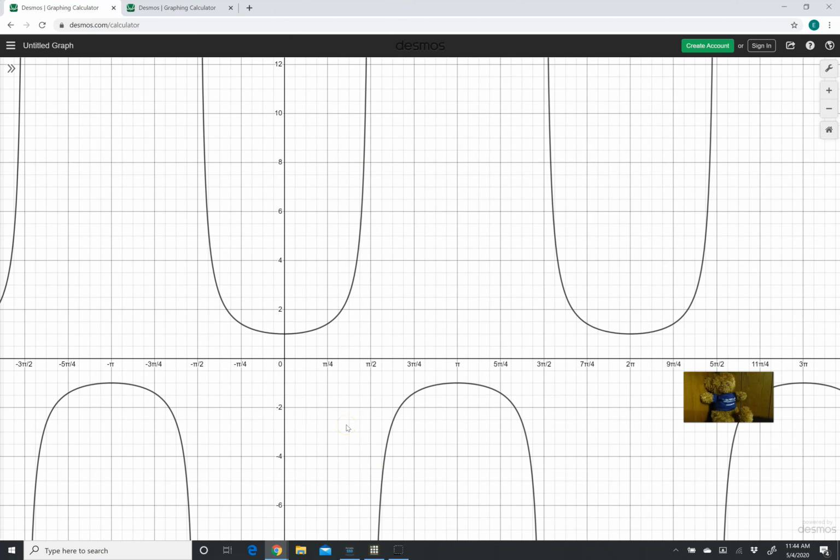But where are our asymptotes? Well, secant is 1 over cosine. So our asymptotes are going to be wherever cosine is equal to 0, okay? So that's its way to distinguish between cosecant and secant.